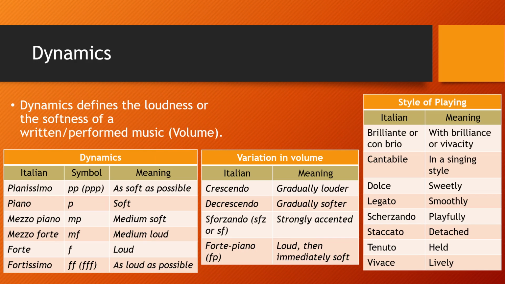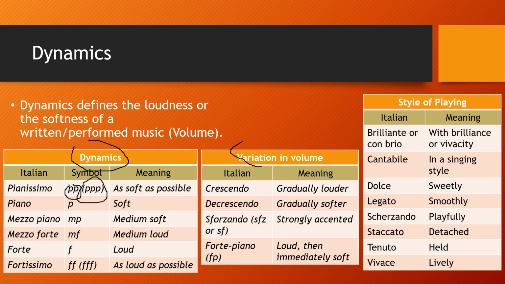Dynamics. Dynamics define the loudness or the softness of a written or performed music. The volume. We have dynamics here. The Italians have what is called pianissimo, which has the symbol PP. We have another one, PPP, which is the same as pianissimo. The meaning, as soft as possible. We have the piano, P, soft, and the rest of it under the dynamics. We have others not listed here also.